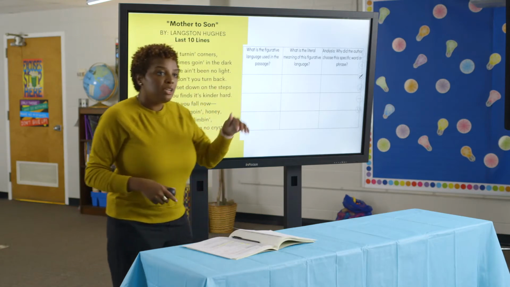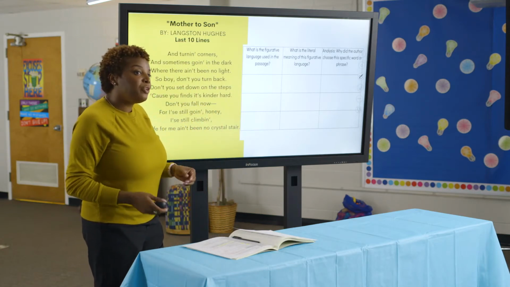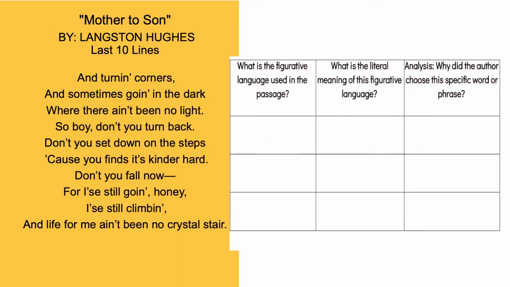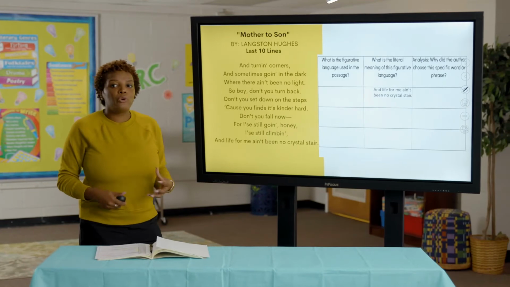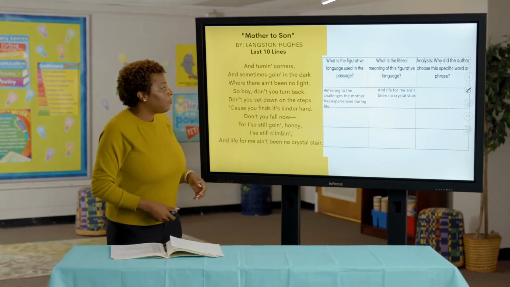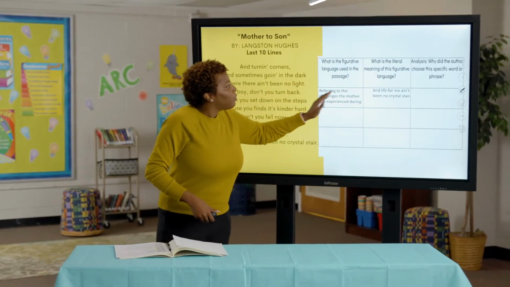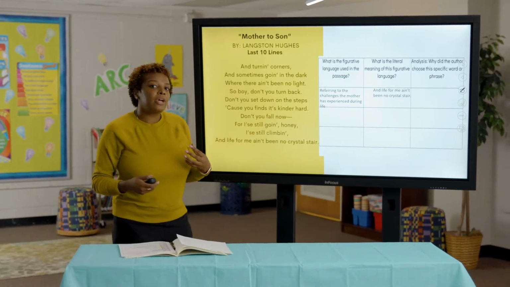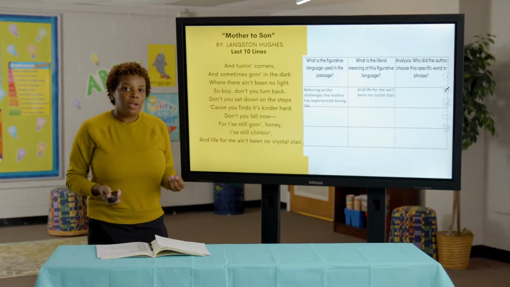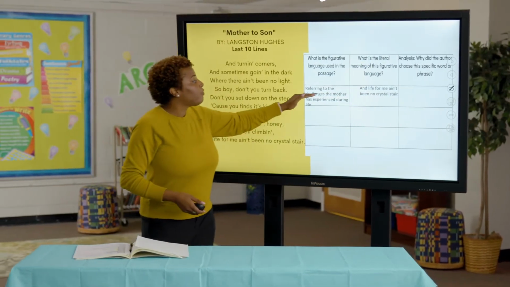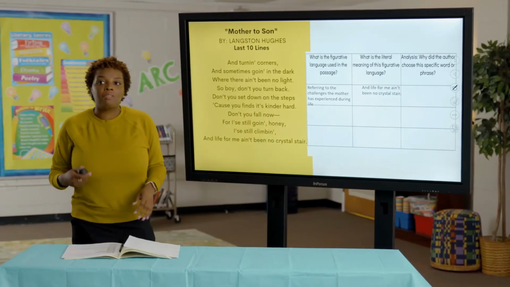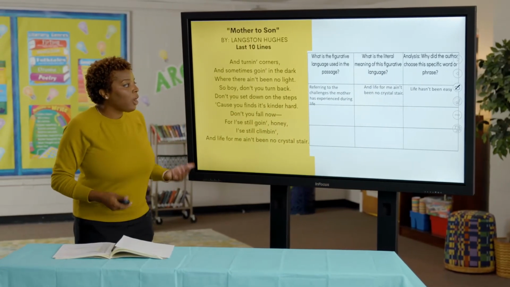All right, so we're going to continue to practice with this particular example. And again, if you need to pause your screen and reread this particular section of the text, we're going to engage with the last 10 lines. The example that I pulled out again is, "and life for me ain't been no crystal stair." So again, what is the figurative language used in the passage? Here, I know that Hughes is again using that metaphor. We see a lot of metaphors throughout this particular poem, and it's referring to the challenges the mother has experienced during life, all the many things that they have gone through.